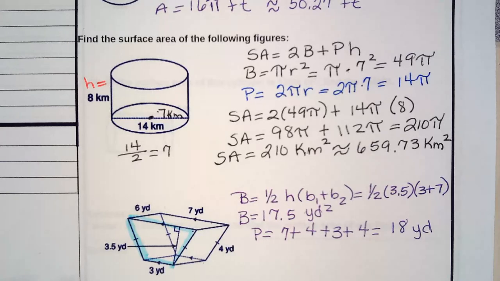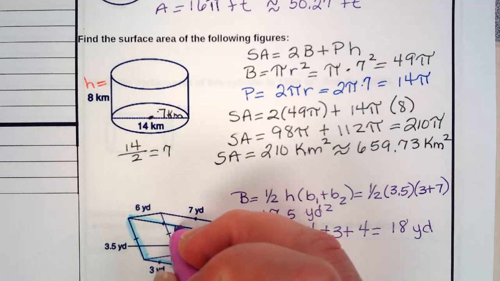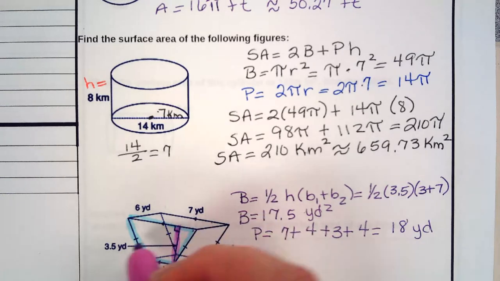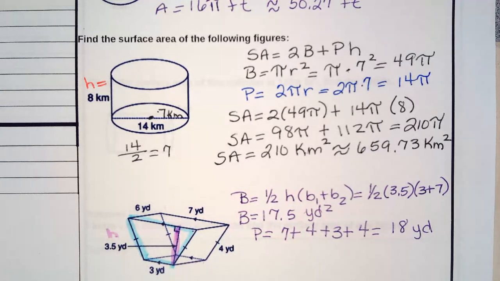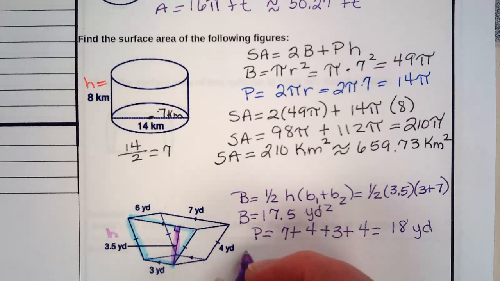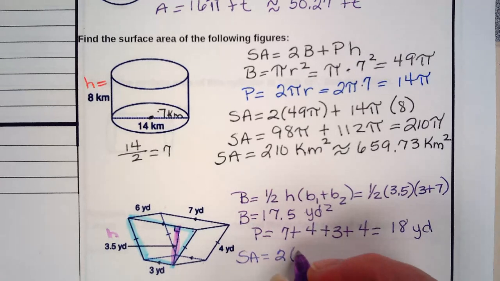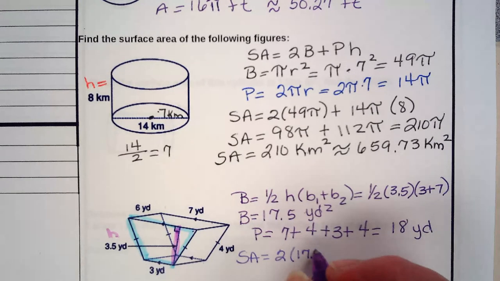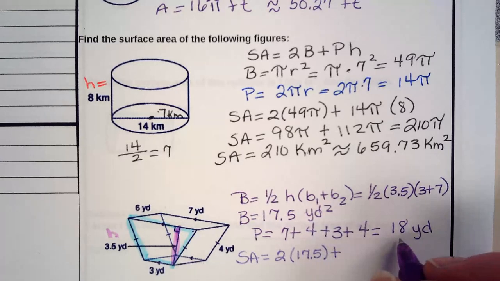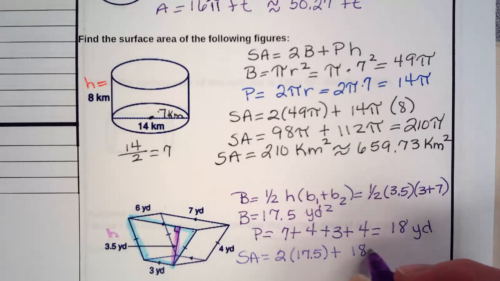Now, what is my height? My height is the height of that trapezoid. This is going to be my height. And now let's put it all together. My surface area is 2 times my base area, which is 17.5, plus my perimeter, which is 18, times my height, which is 3.5.